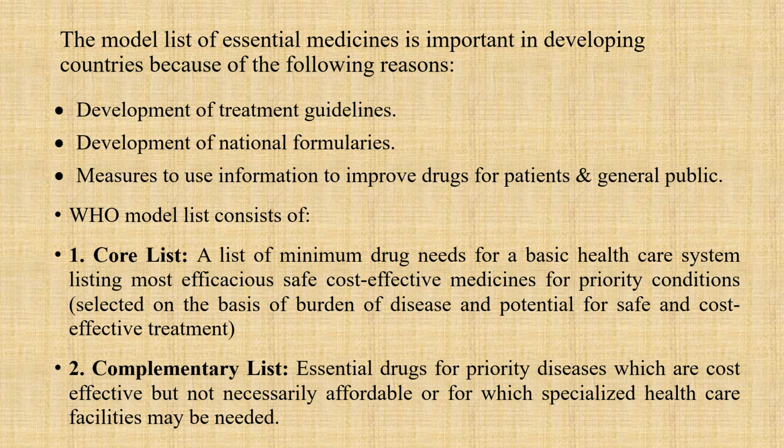The core list is a list of minimum drugs needed for a basic healthcare system, listing the most efficacious, safe, cost effective medicines for priority conditions. These are selected on the basis of burden of disease and potential for safe and cost effective treatment. The second, the complementary list, contains essential drugs for priority diseases which are cost effective but not necessarily affordable, or for which specialized healthcare facilities may be needed.